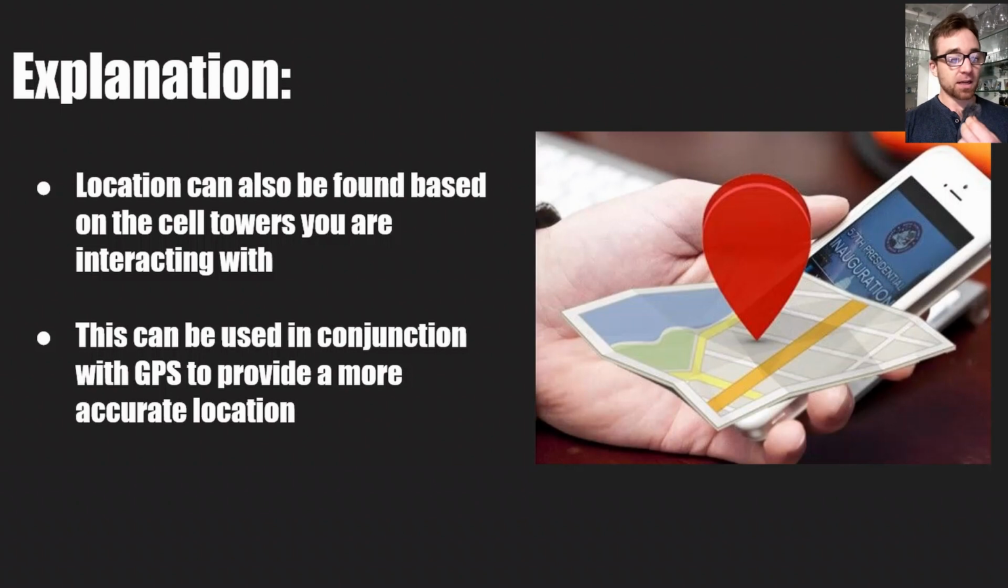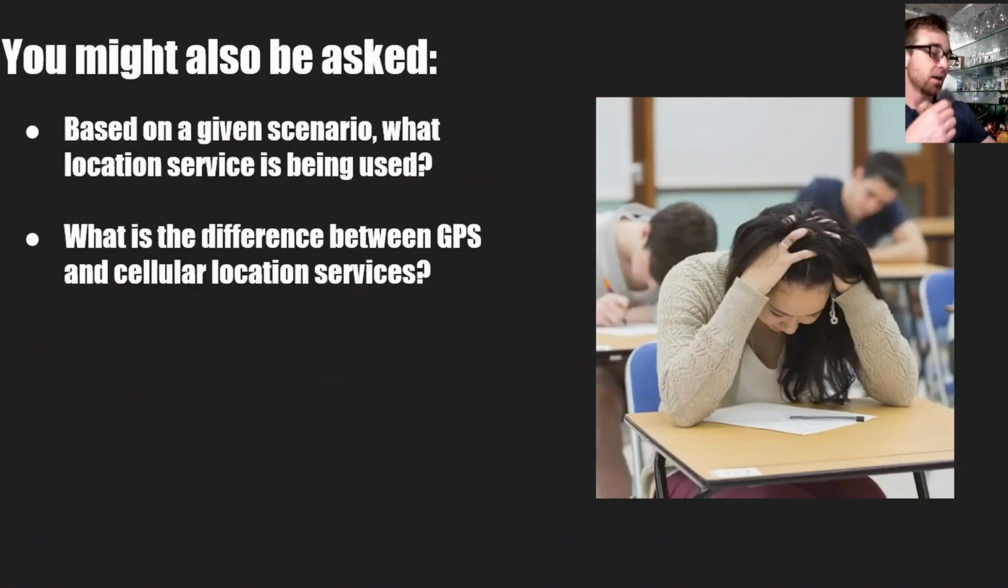With that being said, let's take a look at what you might also be asked. You might be asked, based on a given scenario, what location service is being used. So it might say, hey, Matt is traveling in his car and he is trying to go to a gym that he hasn't been to before using maps on his phone. What location service is being used? Of course, that would be GPS in that case because he's using maps, right? And you might also be asked, what is the difference between GPS and cellular location services? We just kind of went over that, so I'm not going to do that again. So long as you know the difference, so long as you can identify when one is being used, you will be sweet. So let's move on to the next question.